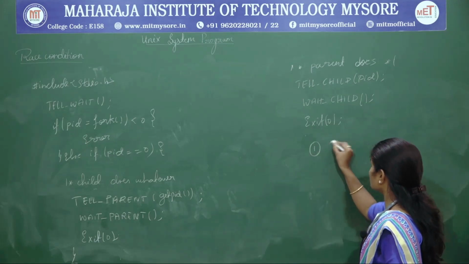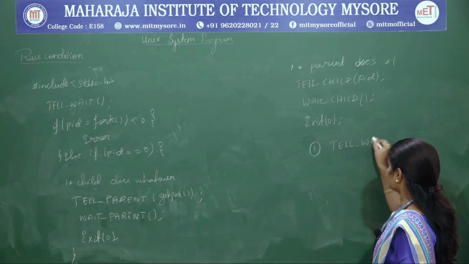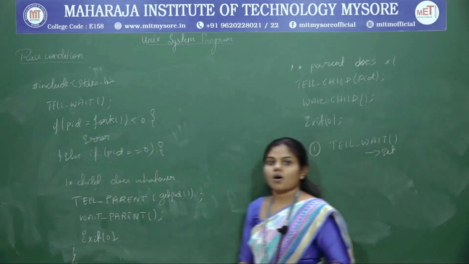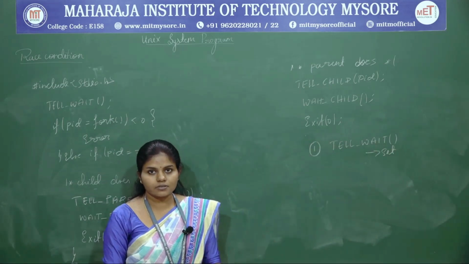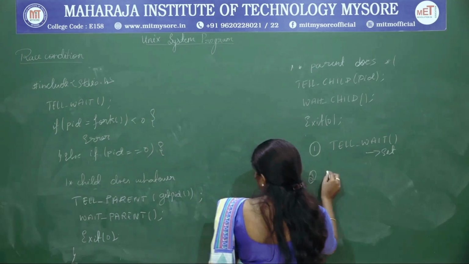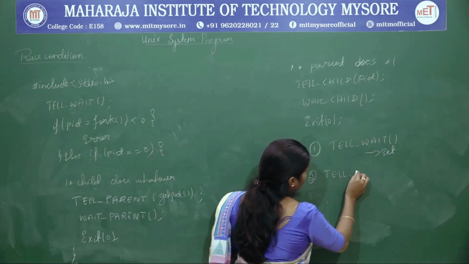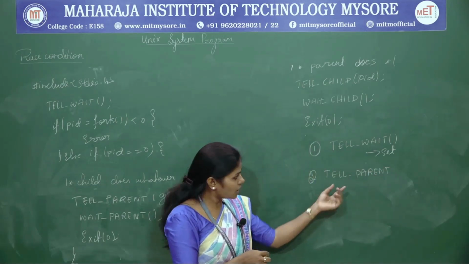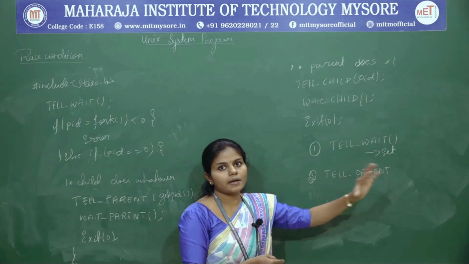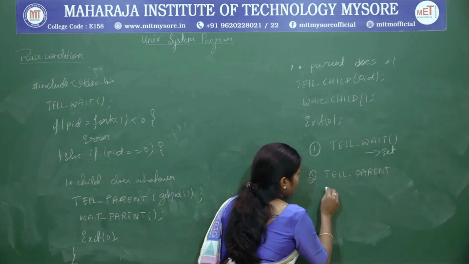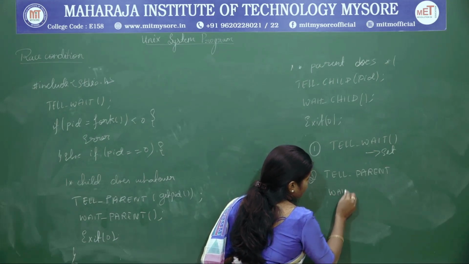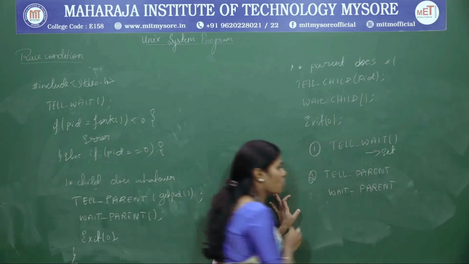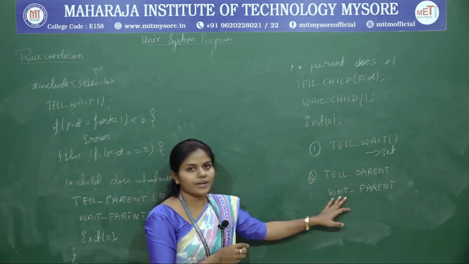The first one we are going to use is TELL_WAIT, so it is going to set up all the remaining signals. Second one is TELL_PARENT. Now the child is going to tell the parent that I am done with my work. Third one is WAIT_PARENT. So after informing the parent, the child is going to wait for the parent.